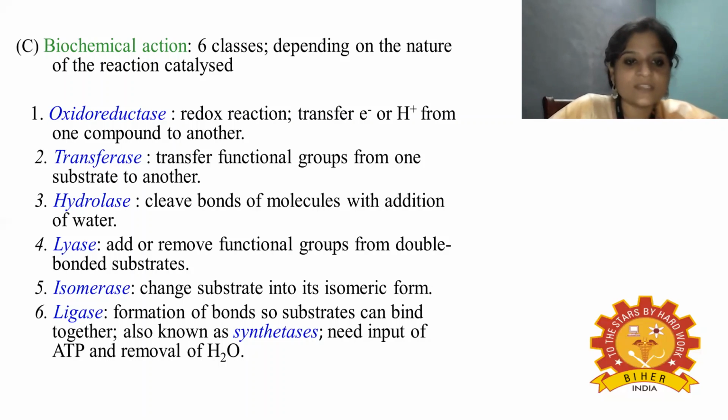Then isomerase, change substrate into its isomeric form. Okay, it moreover deals with the isomers. And ligase, formation of bonds so substrates can bind together, also known as synthetases, need input of ATP and removal of H2O. So it needs input of some energy, this ligase class of enzymes. So based on the biochemical action, the enzymes are classified into 6 classes. What kind of reaction they are going to catalyze. Fine.